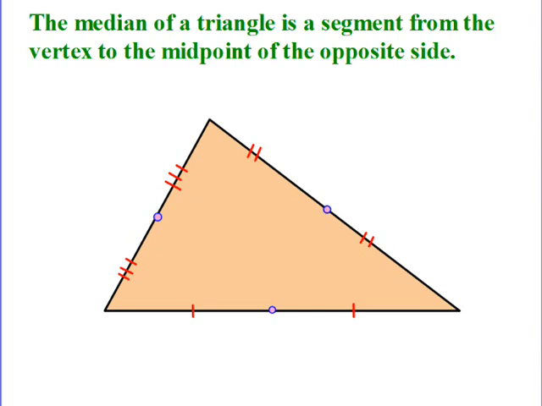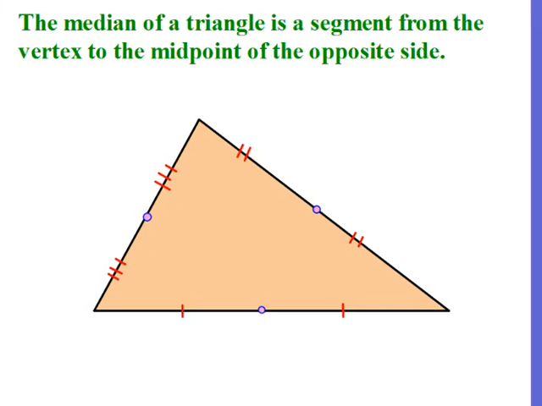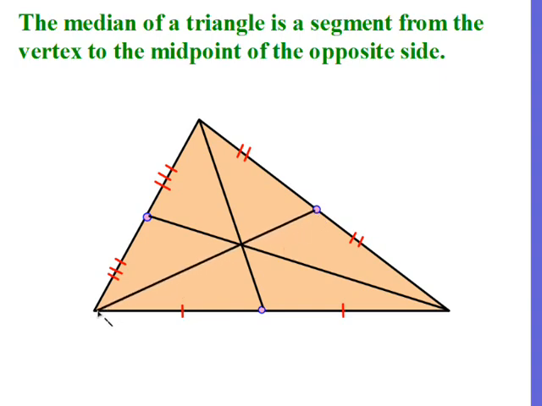Now, the median of a triangle is a segment from the vertex to the midpoint of the opposite side. So when I draw this, I usually start at the midpoint. So let me draw this one for you guys. We're going to start here at the midpoint, and we're going to make a line to the opposite vertex. And there we go. And we're going to do the same thing with this one. Start at the midpoint and go to the opposite vertex. And one more. And there we go.